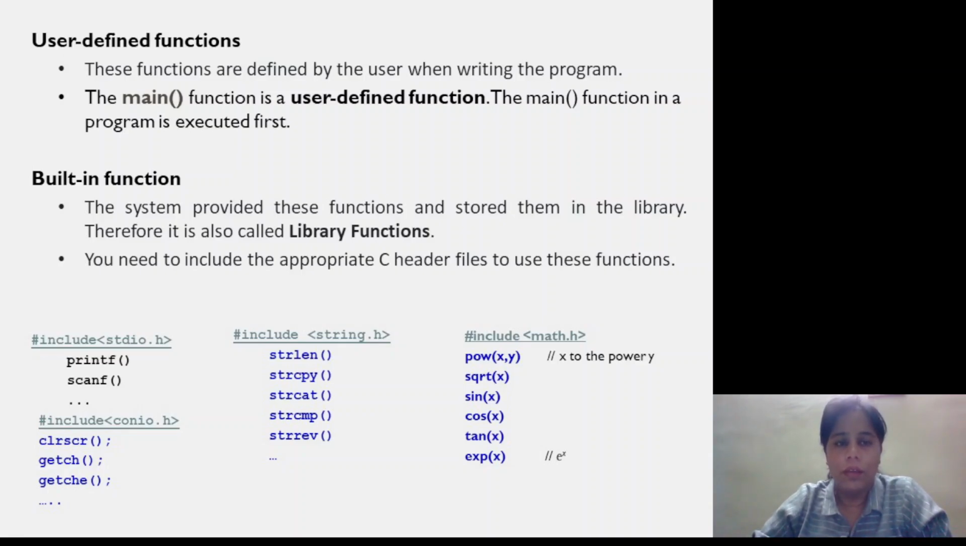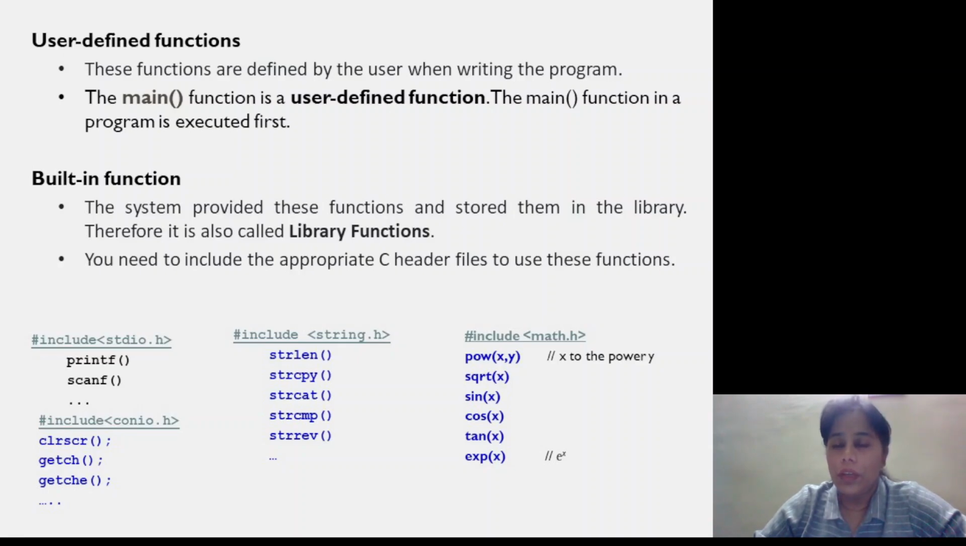Here, a few library or built-in functions are mentioned with their header files. printf and scanf are two library functions which are included in the header file standard input output, stdio.h. Similarly, if we want to perform some string manipulation, then we can use the library functions strlen, strcpy, strcat, strcmp, etc. And the definitions of these functions are written in the header file string.h.